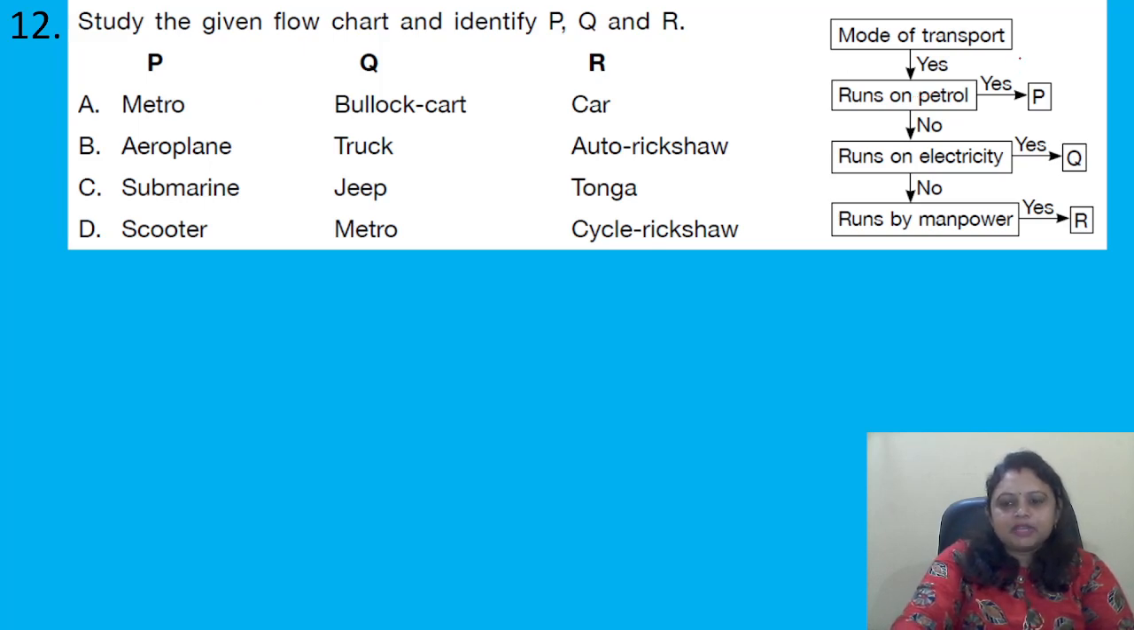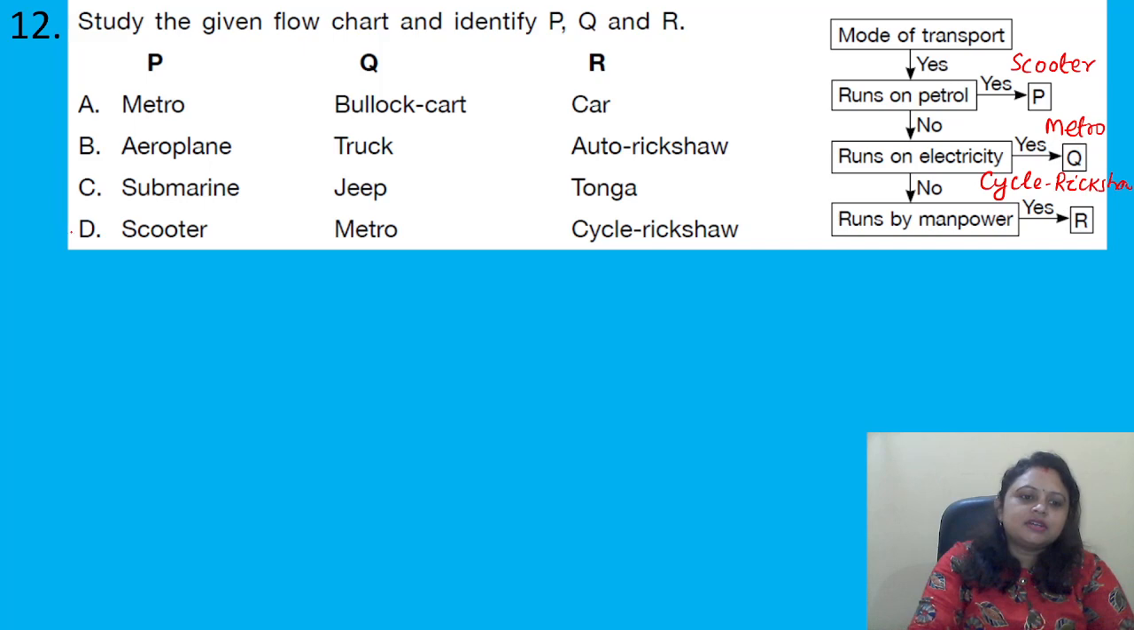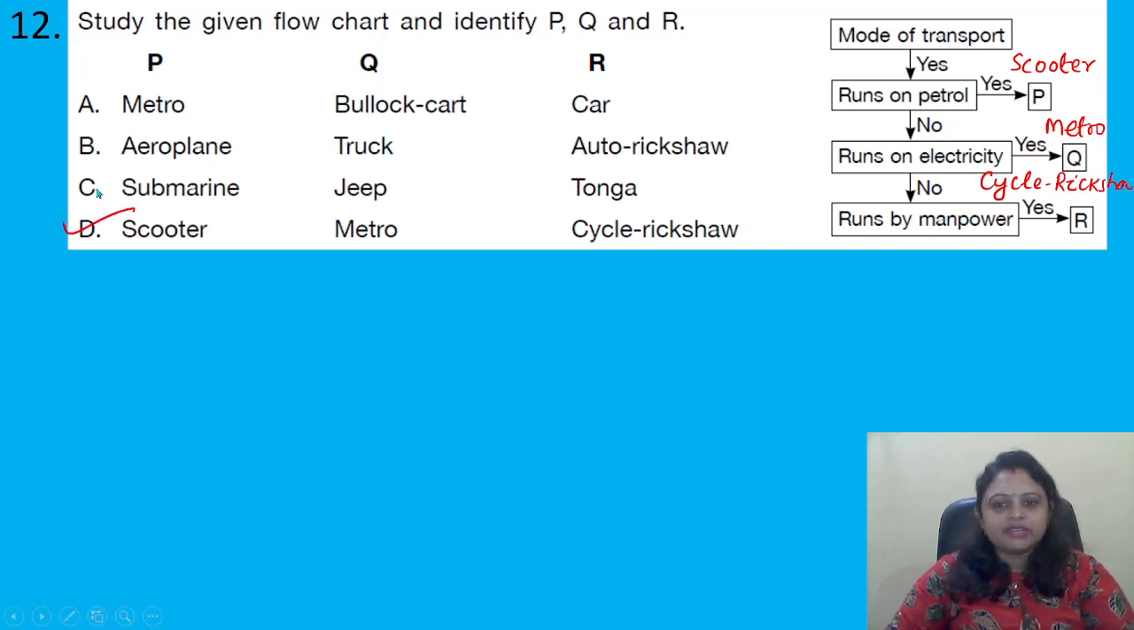So as per the given options, mode of transport, yes, it runs on petrol. So yes, P. So P could be scooter. Then runs on petrol, no. Runs on electricity, yes. So Q could be the metro. Then runs by manpower, R, it could be the cycle rickshaw. So P scooter, Q metro, R cycle rickshaw. So the correct answer is option D.